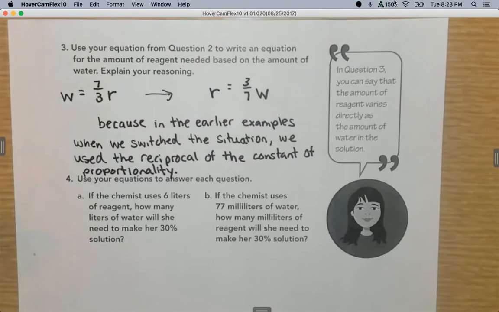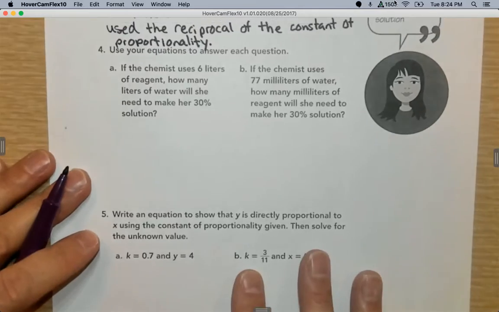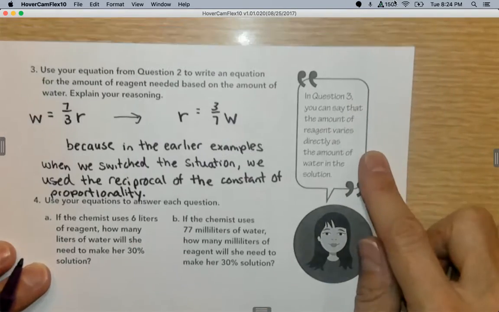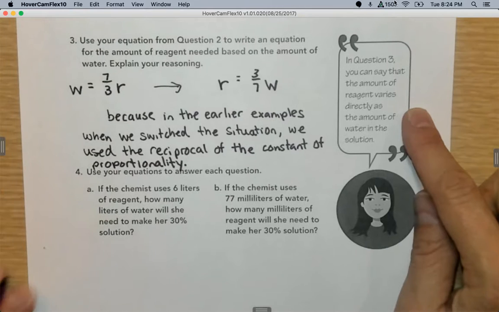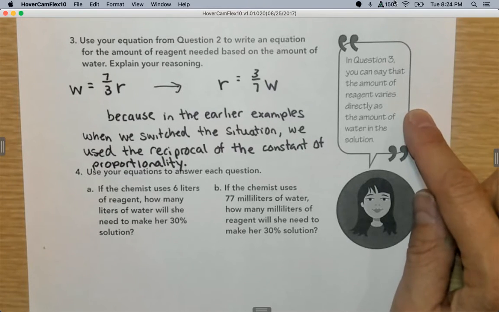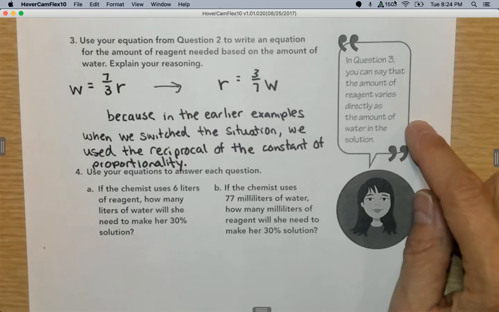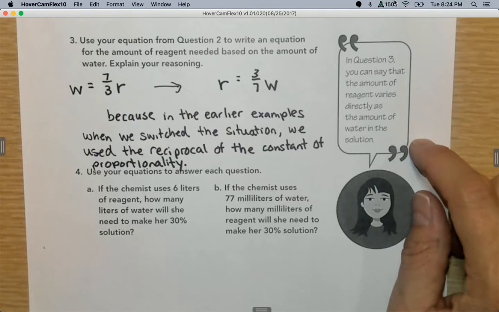Okay. So if I look back at our previous ones, we used the girls was equal to 5/6 times the boys, and then the boys was equal to 6/5 times the girls. So whenever we switched it, we would switch the constant so it was the reciprocal. We would flip the numerator and denominator around. Okay. And in question 3, you can say that the amount of reagent varies directly as the amount of water in the solution. Okay.